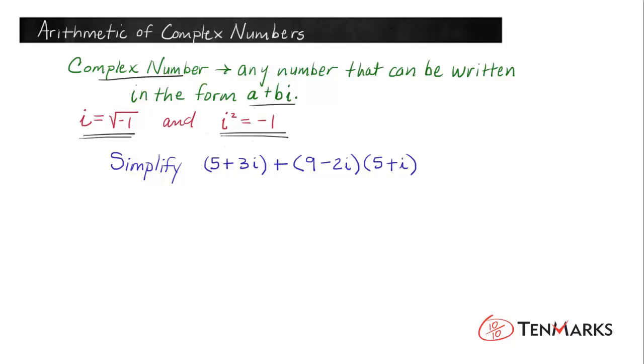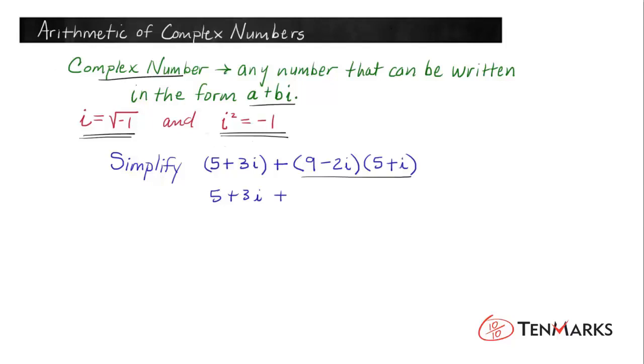Now here we're being asked to simplify this expression. We need to always follow the order of operations, which says that we've got to do this multiplication before we do the addition. So I'm going to bring down the addition, 5 plus 3i. We really don't need the parentheses because it doesn't change anything. Bring down this addition sign to save for later, and go ahead and take care of this multiplication.